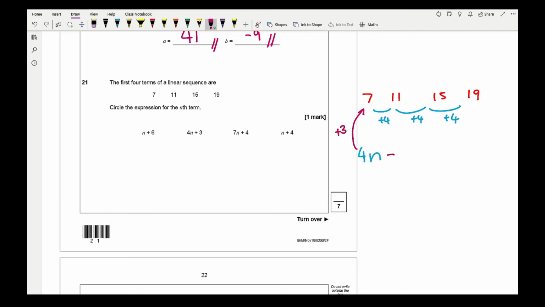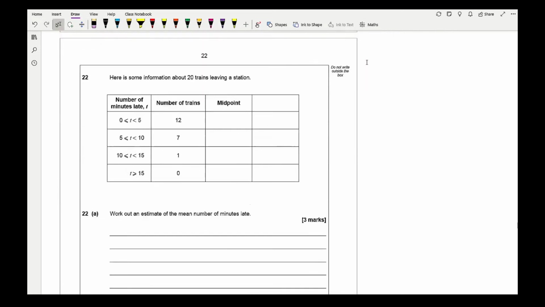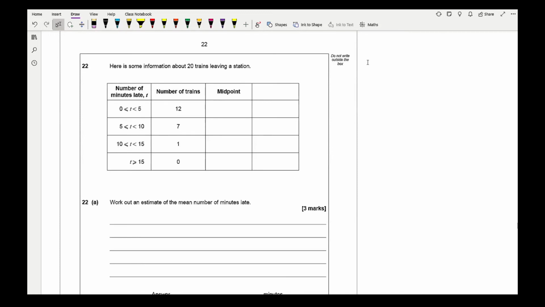We need to add 3, which means that your nth term is going to be 4n plus 3, which is your second option. Then moving on to question 22. Question 22 says that here is some information about 20 trains leaving a station, and it's in grouped data. And it says work out the estimate for the mean number of minutes late.